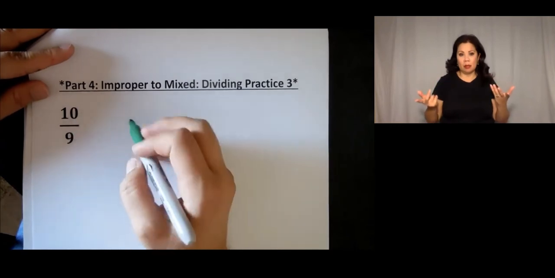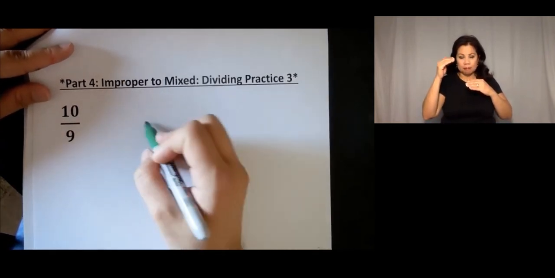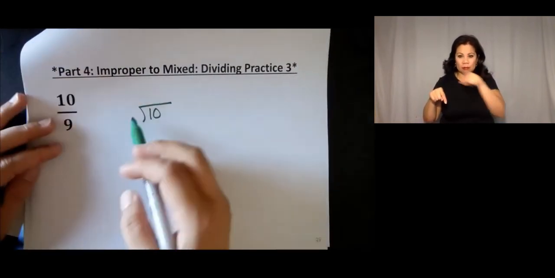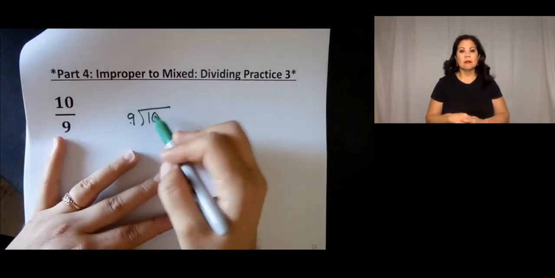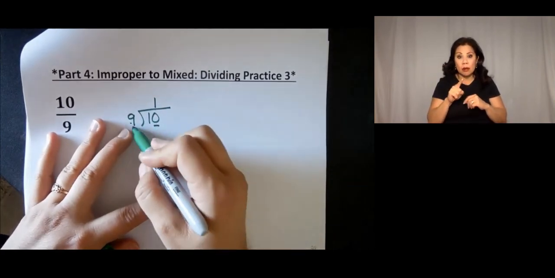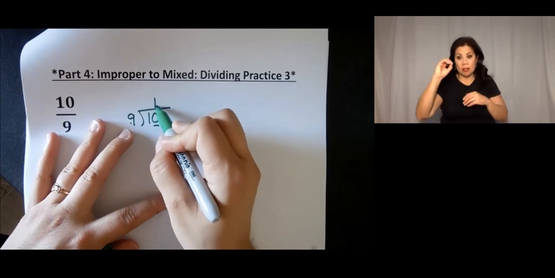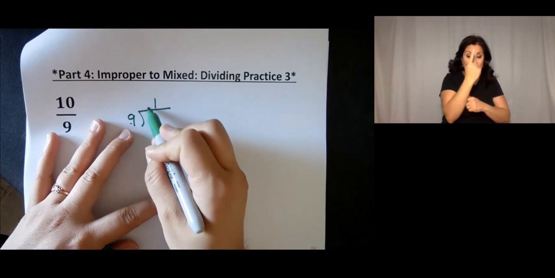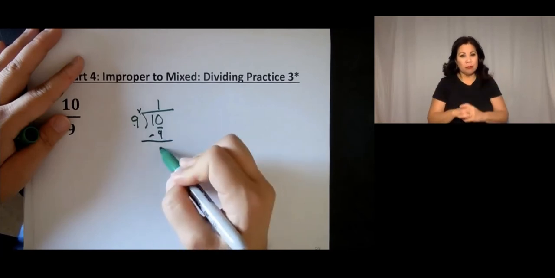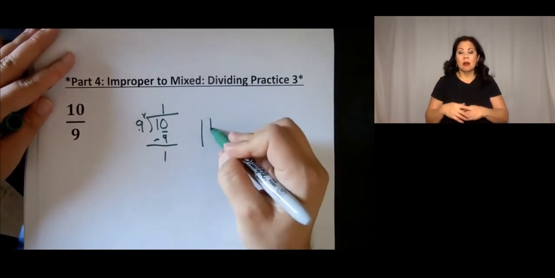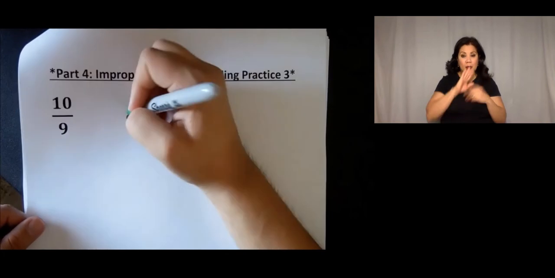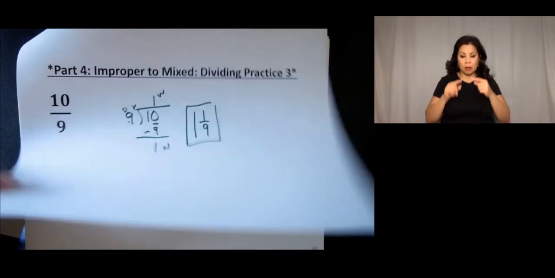All right, so cowboy's on top of the horse. Cowboy sleeps inside the house, and the horse sleeps outside the house. All right, 9 goes into 10 1 time. Make sure you're putting it on top of the 0, because you're saying 9 goes into 10 one time. If you put the 1 on top of the 1, you're saying 9 goes into 1 one time. So you're messing up your place value if you do that. 1 times 9 is 9. Subtract, I get 1. So my answer is 1 and 1/9. There we go. This is my whole number, my numerator, and my denominator. So go clockwise.